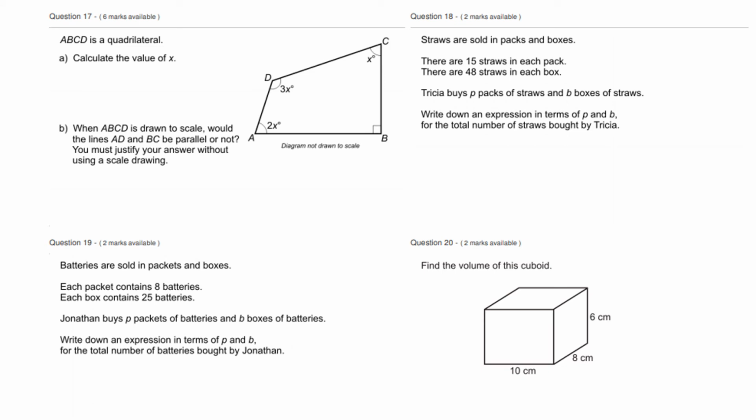Question 17, we want to know the value of X. So what you want to do is form yourself an equation. So count up the X's that are there. Add on your 90 degrees. And remember what the angles inside a quadrilateral add up to, which is 360. Then you've got an equation there you need to try and solve.